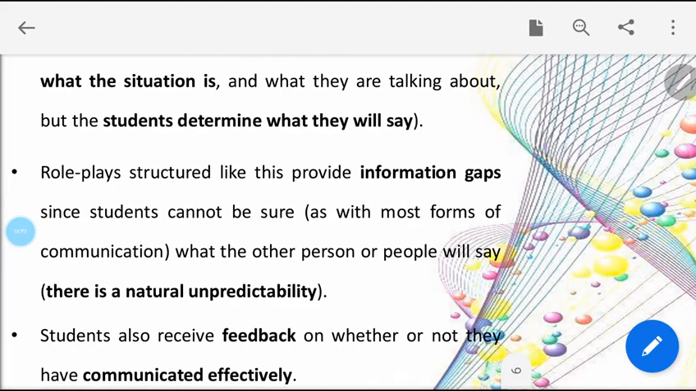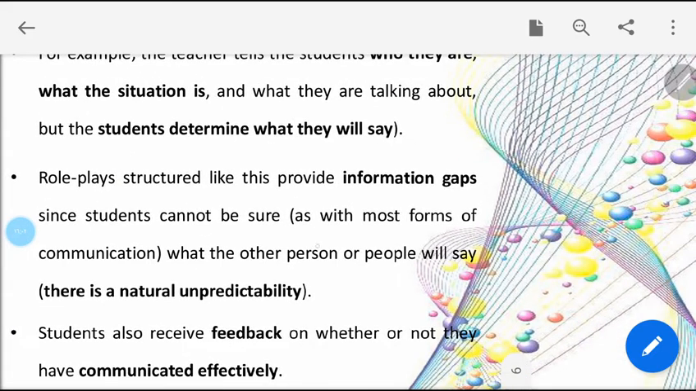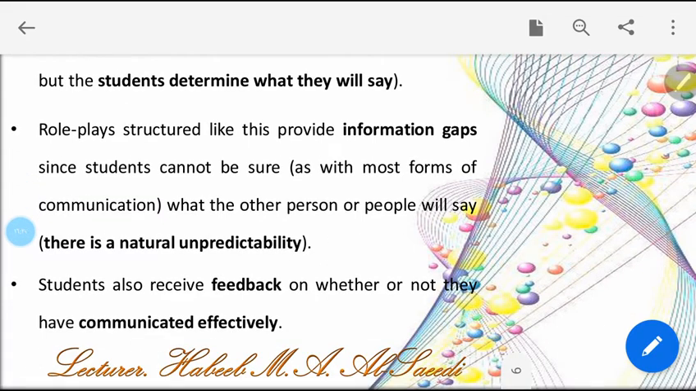Role play structured like this provides an information gap, since students cannot be sure, as with most forms of communication. So there is an information gap. What is the information gap here? Students cannot be sure what the most appropriate form of communication is, what the other person or people will say, and they don't know what the other people will say. So here it's a real situation, or an authentic situation. There is a natural unpredictability for communication.